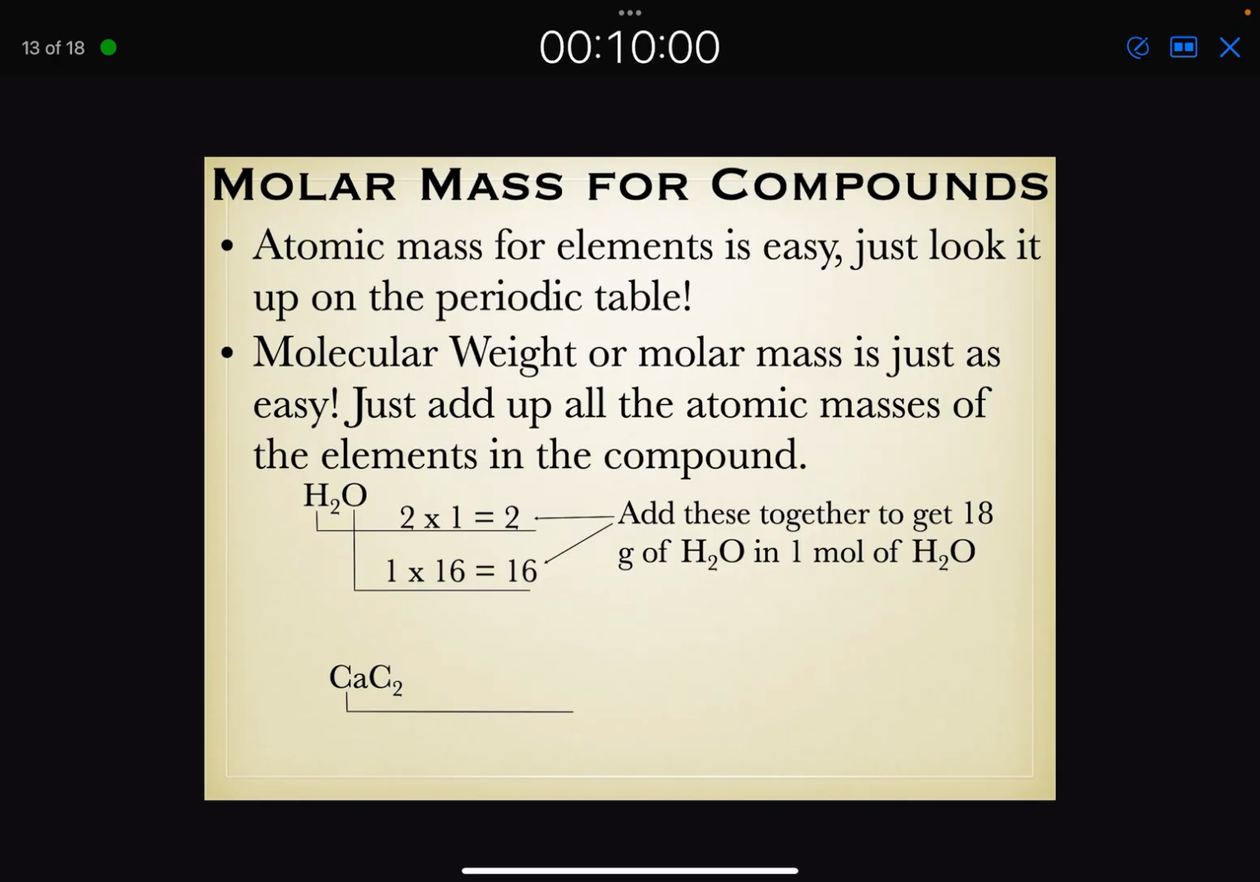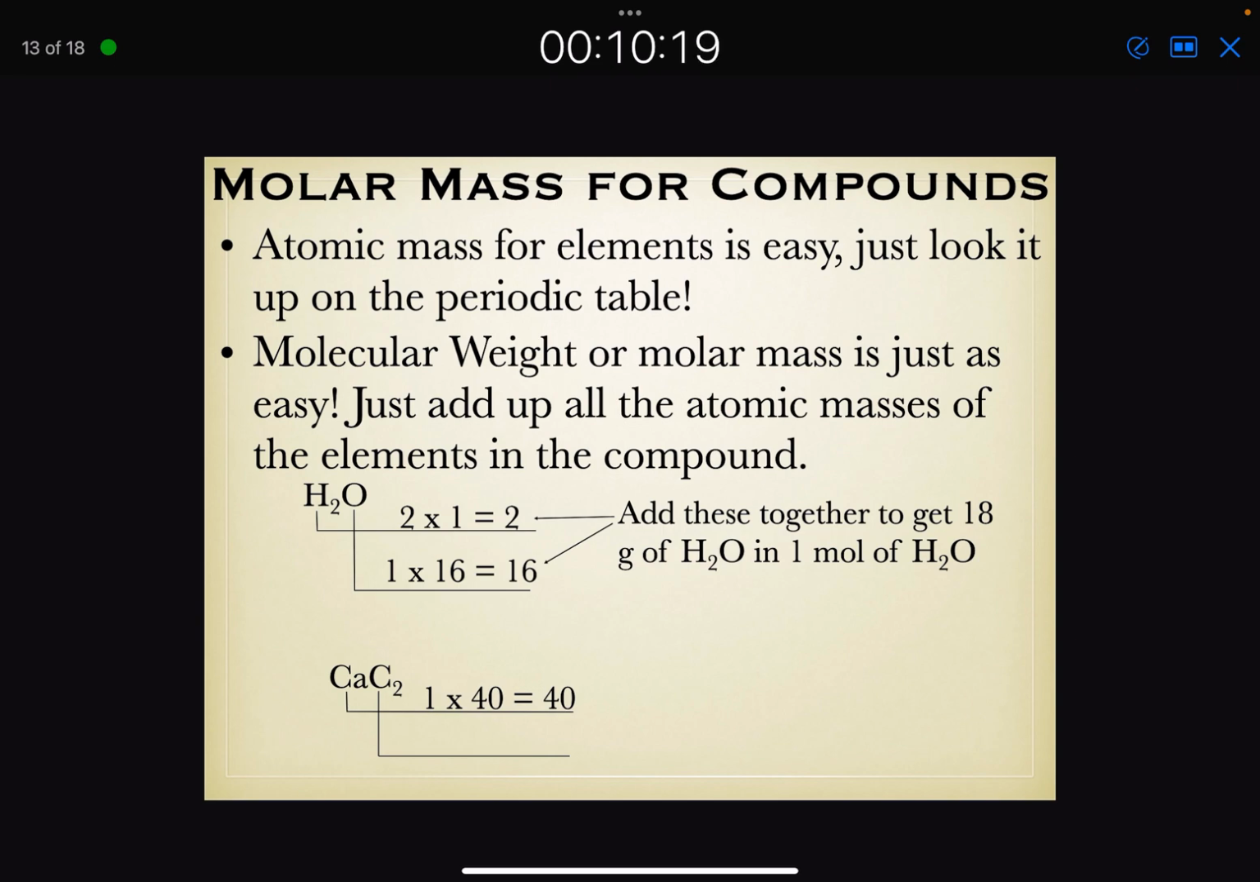One line down and over for calcium, one line down and over for carbon. How many calciums are there? A single calcium, so go look at your periodic table. Calcium's a 39 point something, so we're going to round that up to 40. So 1 times 40 is 40.